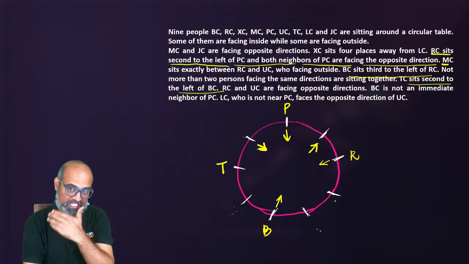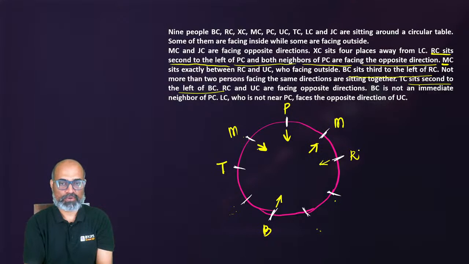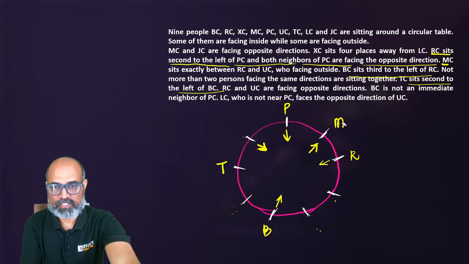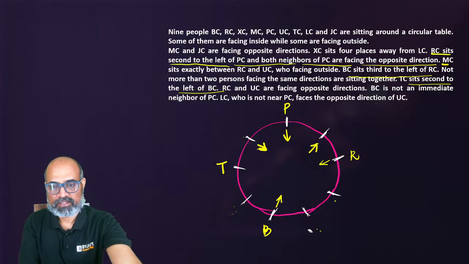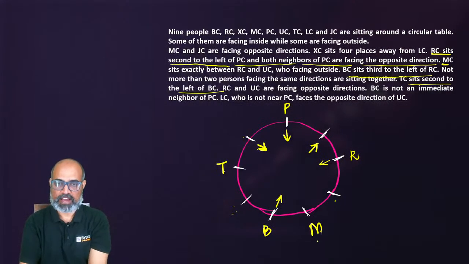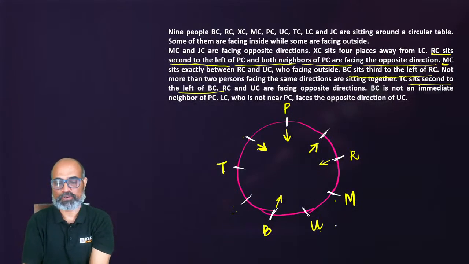M sits exactly between R and U. So if this is R and we want M, can I take M over here? No, because if M is sitting over here, this is a 2 gap, and you will have U over here. Can we take M over here? No. Can I take M over here? No. So M can take only 2 positions, to the left of R. If M takes this, U is this. And if M takes this, after a gap, U will take this. Only 2 positions for M. So again an assumption, let's take M is going to face here, U is going to face here.